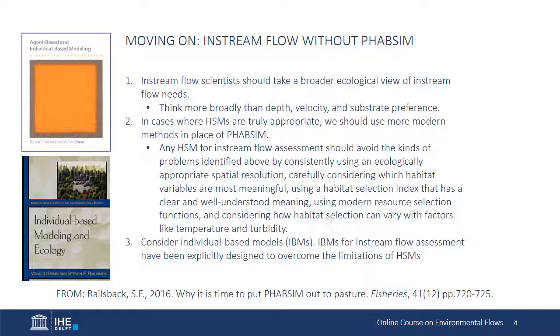Railsback includes 3 recommendations for the way forward in a world without PHABSIM. First, he advises in-stream flow scientists to take a broader ecological view of flow needs, going beyond depth, velocity, and substrate. As an example, he suggests considering variables that affect food production, such as area of riffles in the reach or the transport of nutrients. Surprisingly, he continues to support the use of habitat selection models provided they are used under more appropriate conditions that he describes, and that they use more modern methods than those in PHABSIM.